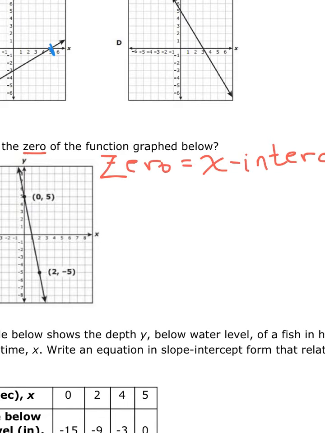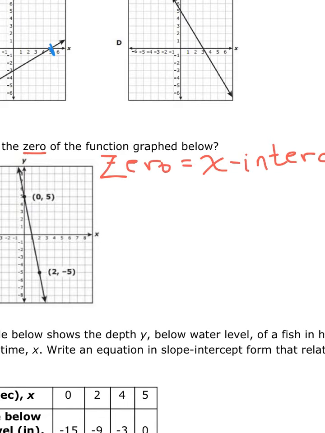So for this problem, all I have to do is look with my eyeballs. This is an eyeball problem. Where does this graph touch the x-axis? At 1. No, the x-axis, not the y-axis. Yeah, the x-axis. 1, that's it. You're done.